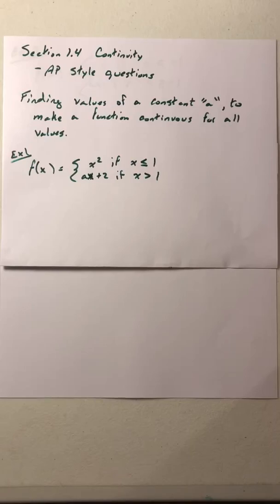Welcome back. We're going to continue our discussion on continuity, but today we're going to focus in on some AP style questions that we're going to see in the future. Those are going to be given a piecewise function or some type of function, normally a piecewise function. Can we find constant values, a, b, whatever we want to call them, in order to make a function continuous for any value that we're given? So what does that look like?